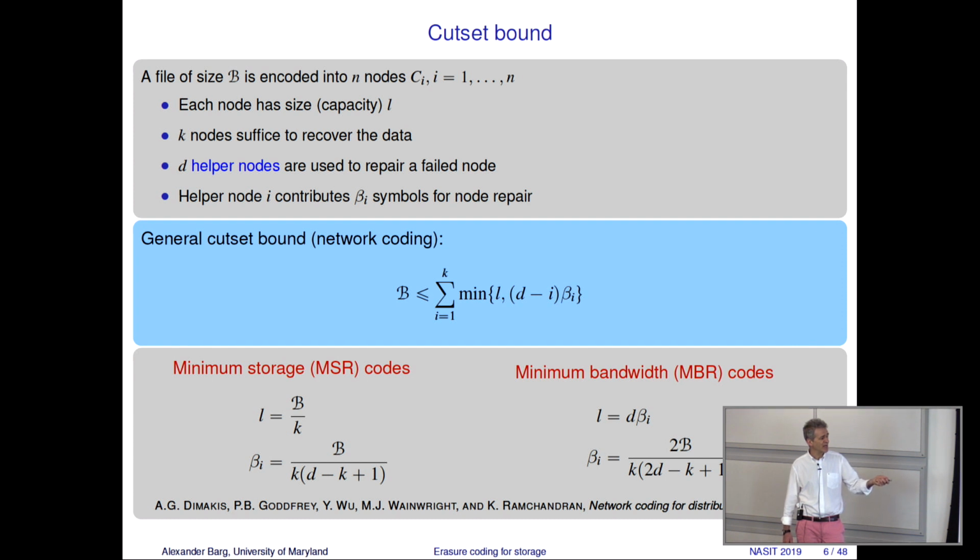There is a minimum storage point, MSR codes, minimum storage regenerating codes, where the size of the node is B divided by K, and as we will see, this is the case of MDS codes. And there is minimum bandwidth codes, where the relations between B and K are as shown here. So there are 2 points. Again, the 2 points are from their paper. And there is a whole trade-off curve of intermediate points between these two.